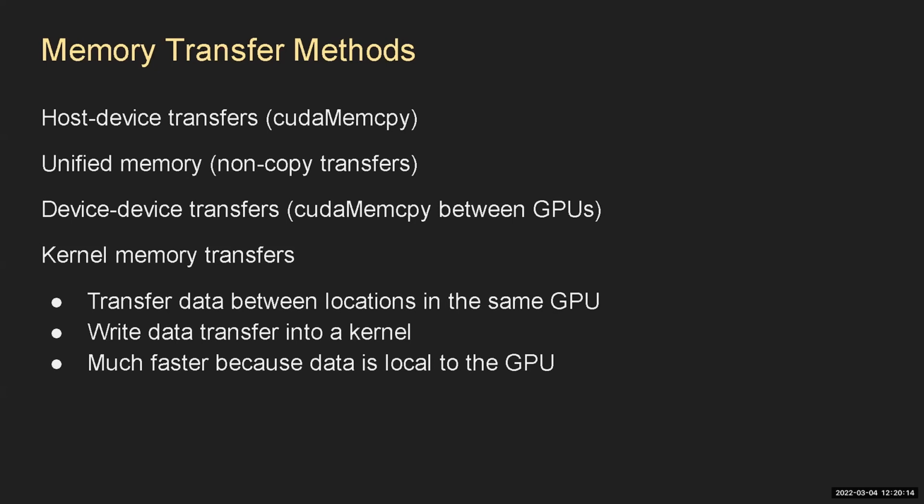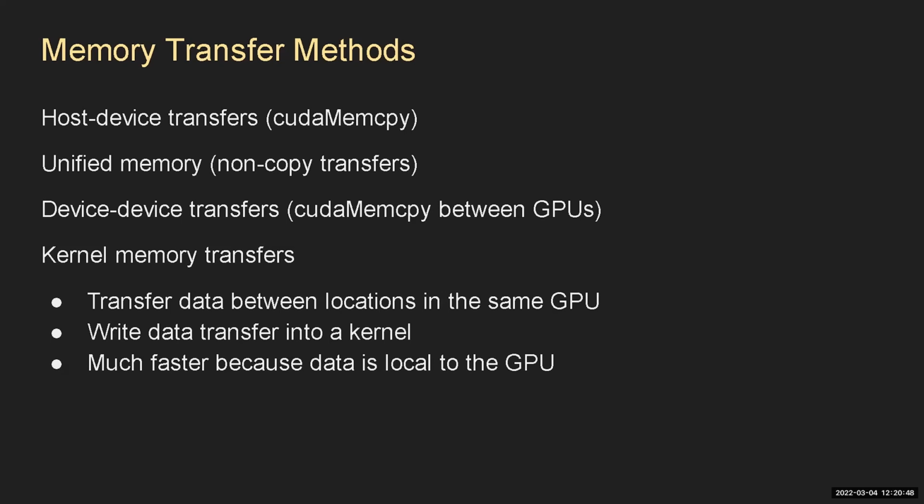So now that we've got those, we're going to move on to transfers. So we've got host-device transfers, which is what you guys have already been using. There's unified memory, which we just talked about, where you don't have to copy explicitly. Device to device, which is just a cudaMemcpy between GPUs. If you have two GPUs on the same device, you can use that. You can also use it for the same GPU, but that's not really efficient at all. And then we had the last one, which is kernel memory transfers.